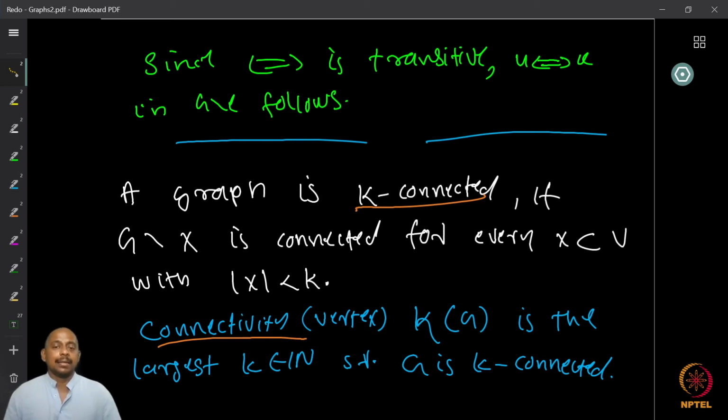Now the vertex connectivity of a graph is the largest K such that G is K connected, right? So if kappa of G is the largest K such that G is K connected, and I take kappa plus 1, then there is a subset of vertices whose removal disconnects the graph. So therefore the connectivity is the largest K such that G minus K vertices is connected.